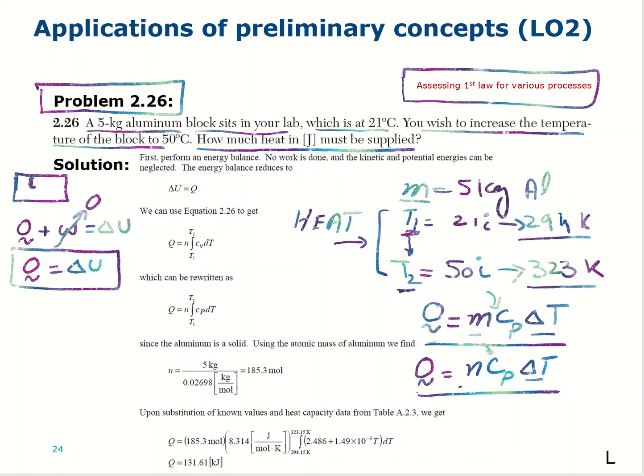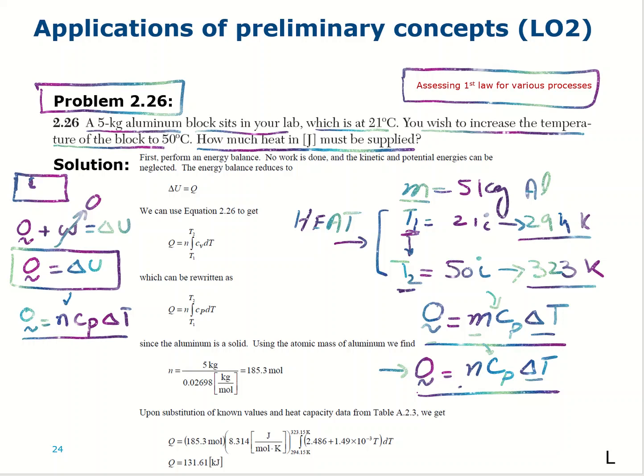And Q is equal to nCp delta T as we said here, right? Okay. Now, can we calculate the amount of heat in joules that needs to be supplied to increase the temperature from T1 to T2? This is the formula.